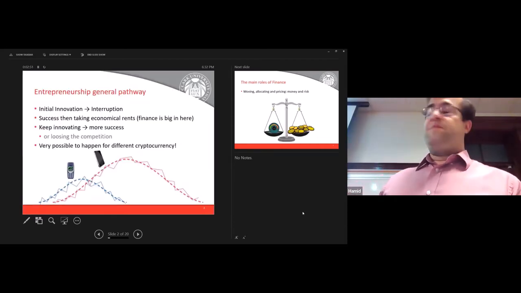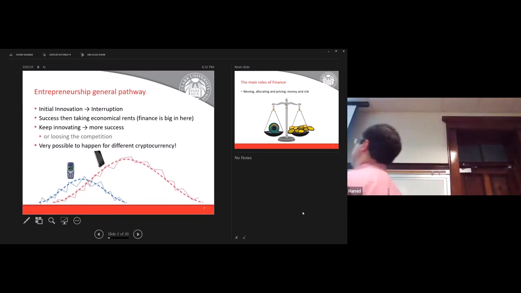In terms of investment, you should consider the general entrepreneurship pathway. First of all, some people have initial innovations which disrupt current technologies, such as Netflix. I think Netflix was maybe $5 at first. Some people believed in the technology and it reached, I'm not sure what it is now, but I remember it got to like $500. So it got 100 times more than the initial investment.